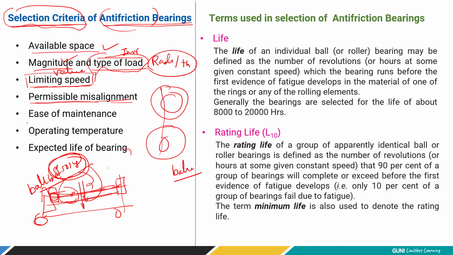Now the next point is ease of maintenance. If you use plain bearings, where there is no rolling element, then the maintenance is quite difficult, right? But if you choose anti-friction bearings, once you fix them, you hardly require any lubrication, okay? Because they are closed on both sides, there is not much chance of dust particles getting inside to the rolling element, right? So it gives you more service life. You do not have to go for frequent lubrication. So how easily you can maintain the bearings is one of the points of the selection criteria.